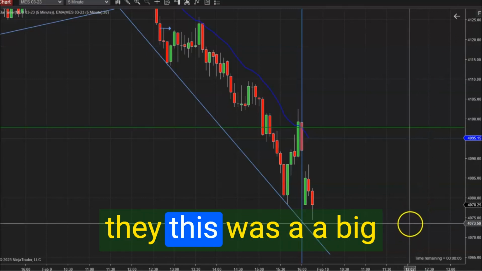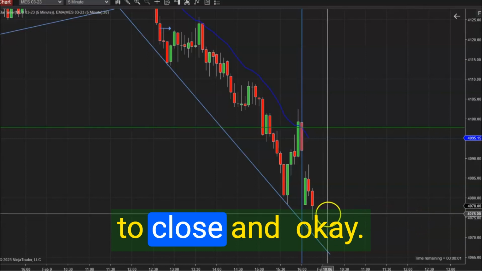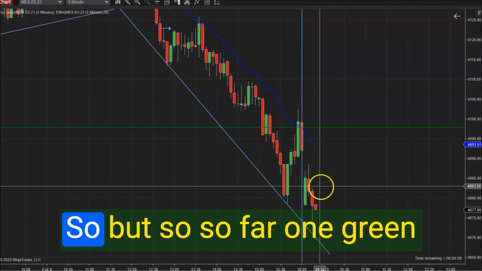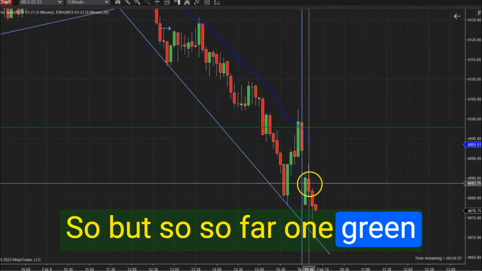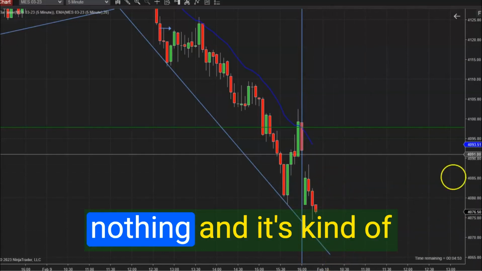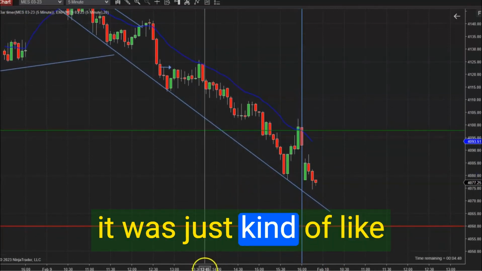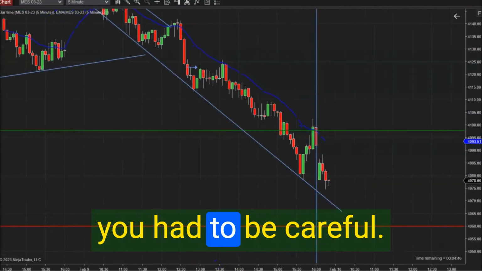So it looks like this was a big red bar at one point. Now the bar is about to close, and okay. So far one green bar, two red bars, but nothing. And that was kind of the price action yesterday. It was just kind of consistent selling, but you had to be careful.